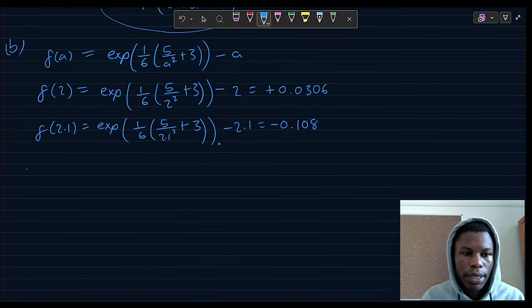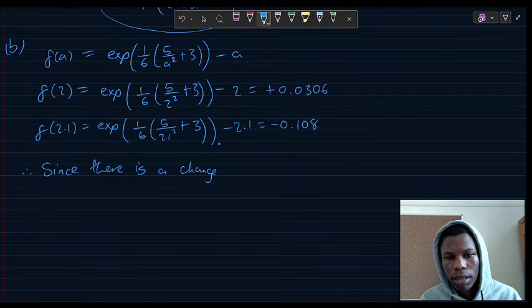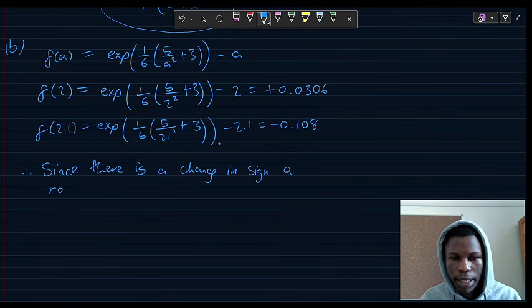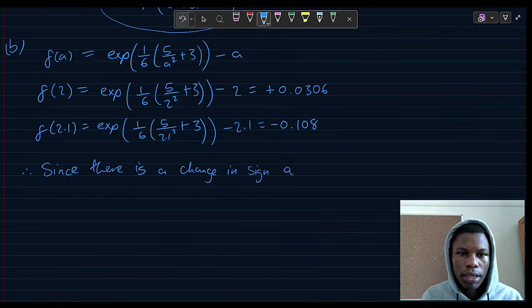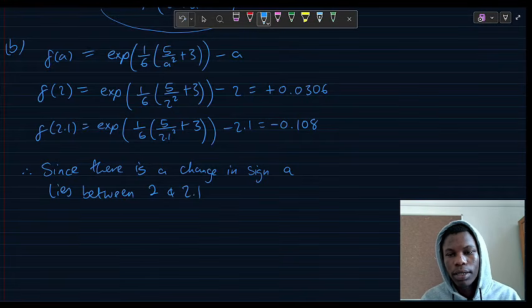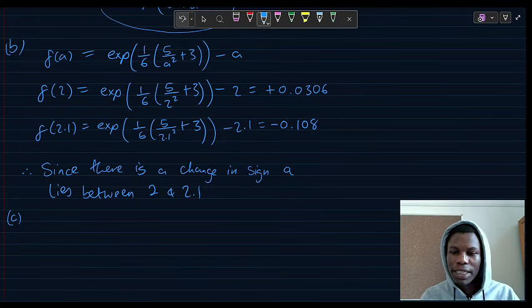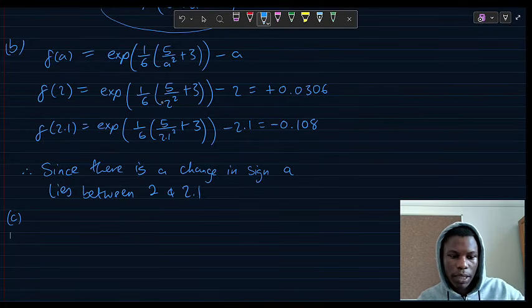So we can say that, therefore, since there is a change in sign, a, which is our root, lies between 2 and 2.1. Part C says use an iterative formula based on the equation in part A to determine a correct to 2 decimal places. Give the result of each iteration to 4 decimal places.